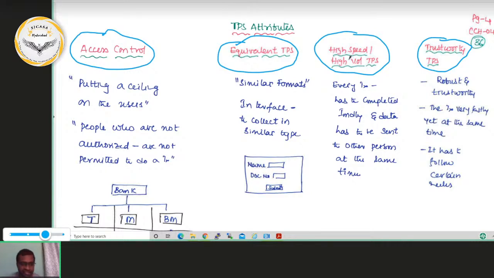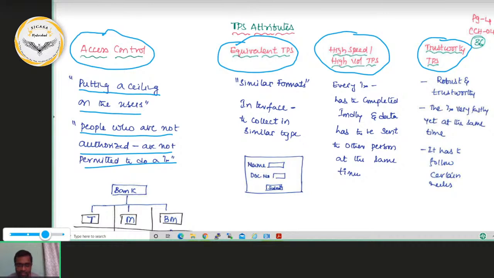What do you mean by access control? Access control is nothing but putting a ceiling on the user. What do you mean by putting a ceiling on the user? People who are not authorized are not permitted to do a transaction. That is called access control. If you are authorized, then you are permitted to do a transaction. If you are not authorized, you will not be permitted to do a transaction. That is called access control.